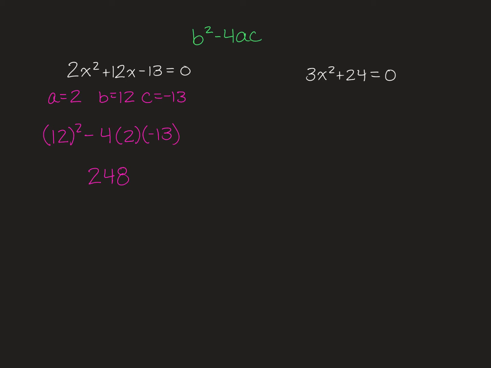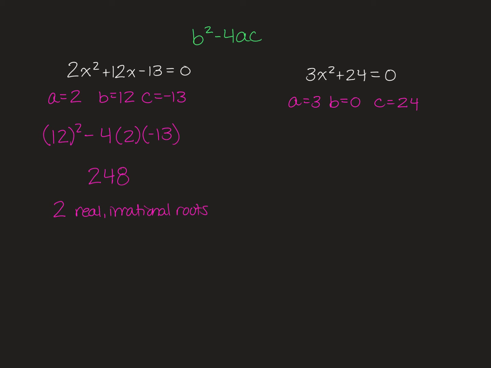Based on our table in the previous slide, if our discriminant is positive, and 248 is not a perfect square, we will have two real irrational roots, meaning that we will have a radical in our answer. Let's look at this next example. We have 3x squared plus 24. So our A is 3, B is 0, there is not a B, and C is 24.